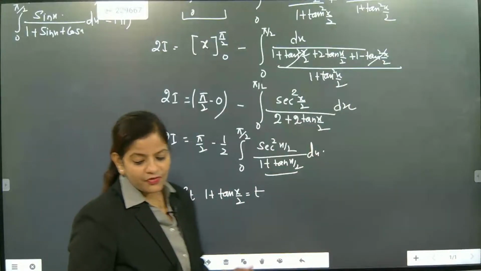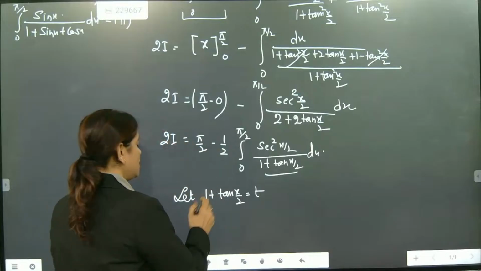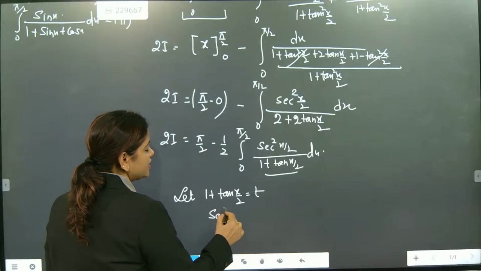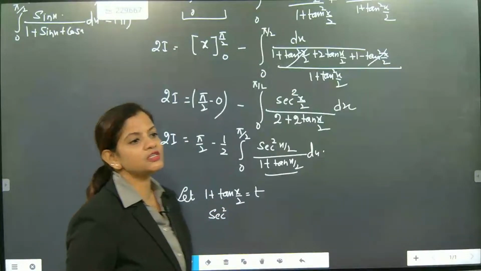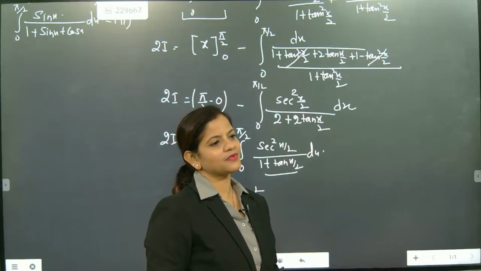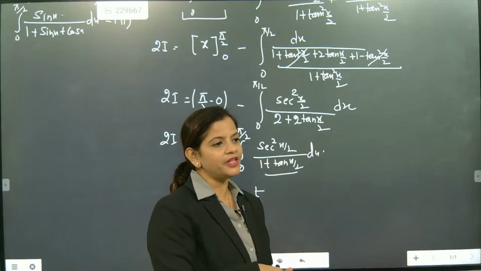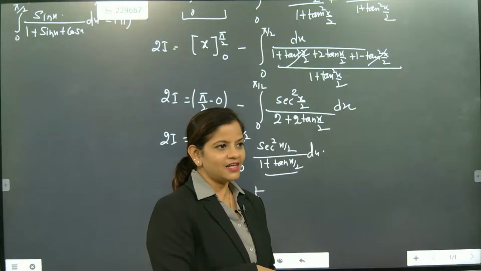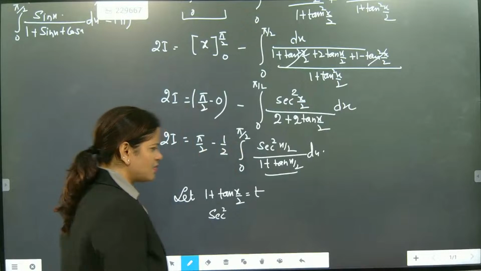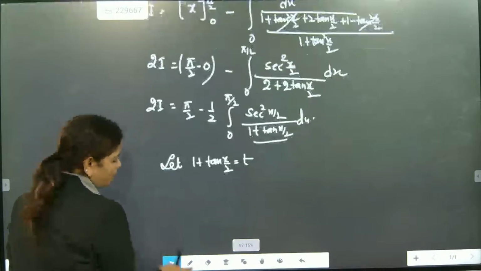Understood? Since it is a definite integral, good evening Sarma. Now look here, it is coming as secant square. The differentiation of tan x by 2 is secant square x by 2. After that, will anything be there?